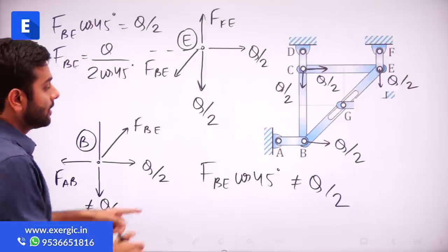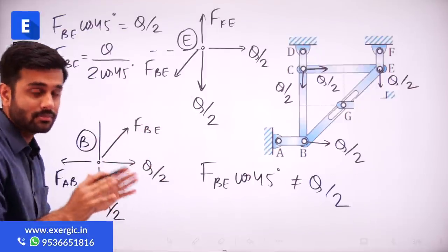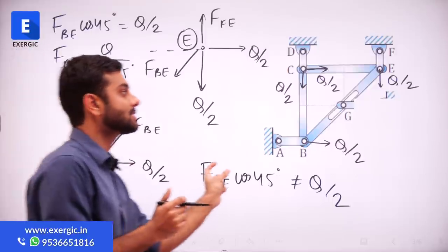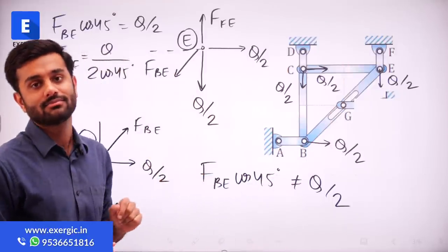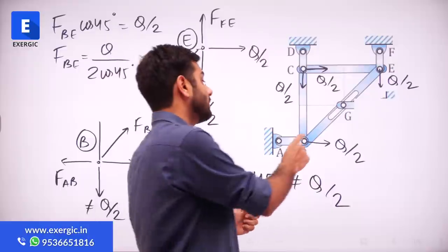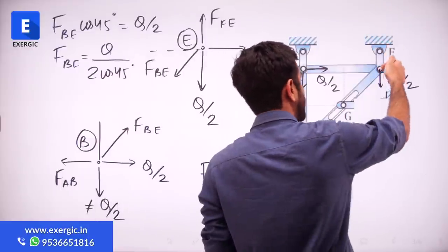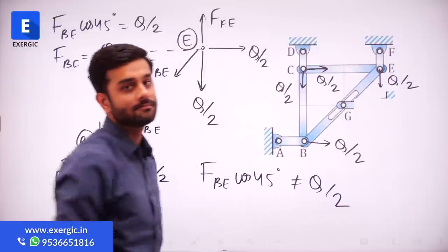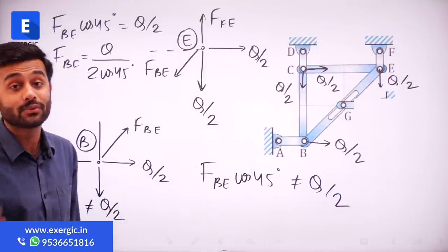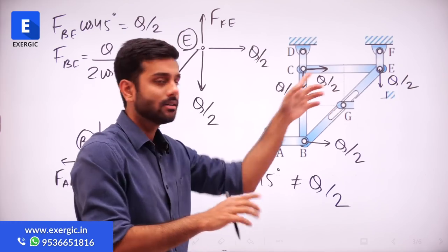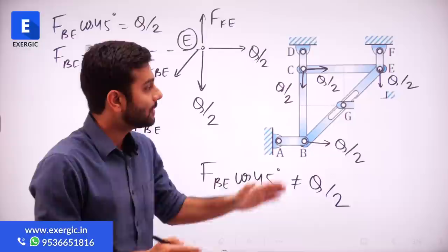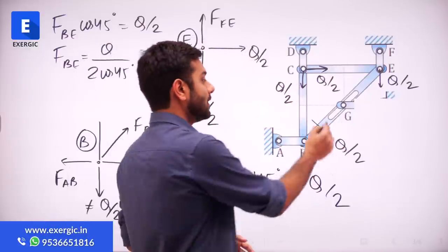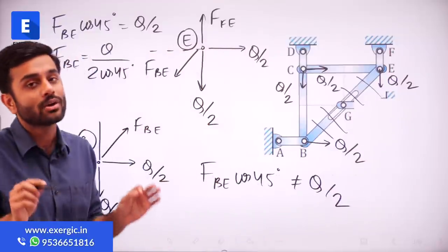Now tell me, in the same diagram, in the same setup, in the same body, is it possible to have two different forces in a single same member like this? Is it possible that FBE will have a different value if you calculate from B and a different value if you calculate from E? No, they are the same member, the same link. They have to have the same value. Logically, conceptually, BE cannot have a different value depending upon whether you are using E or B. Whatever you choose, at every section, the force in BE should have a single value.